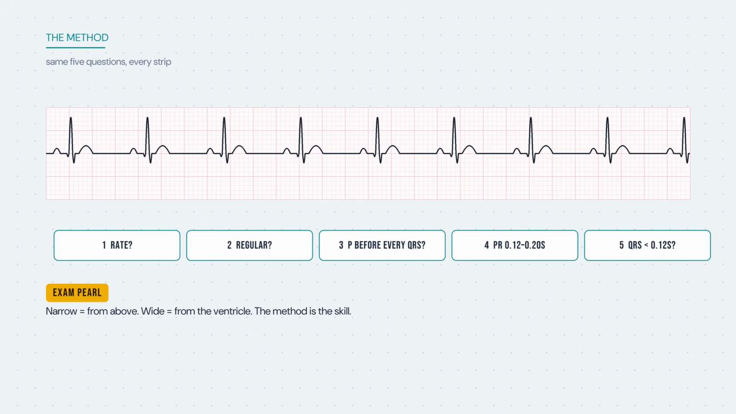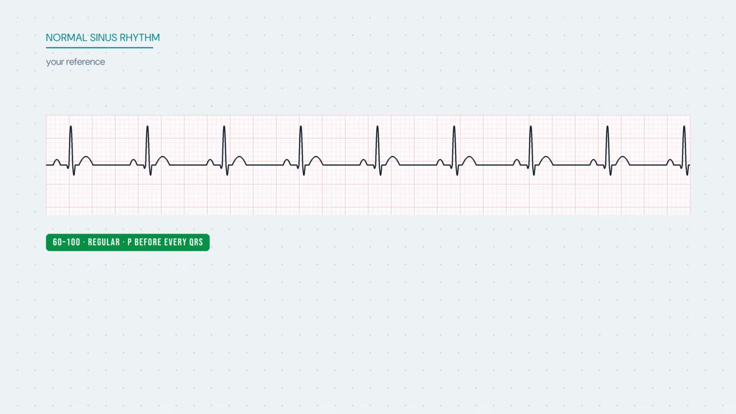Narrow is under 0.12. And that last one tells you something. Narrow means the impulse came from above the ventricles. Wide means it started in the ventricle itself. Narrow is usually less dangerous. Wide gets your attention.